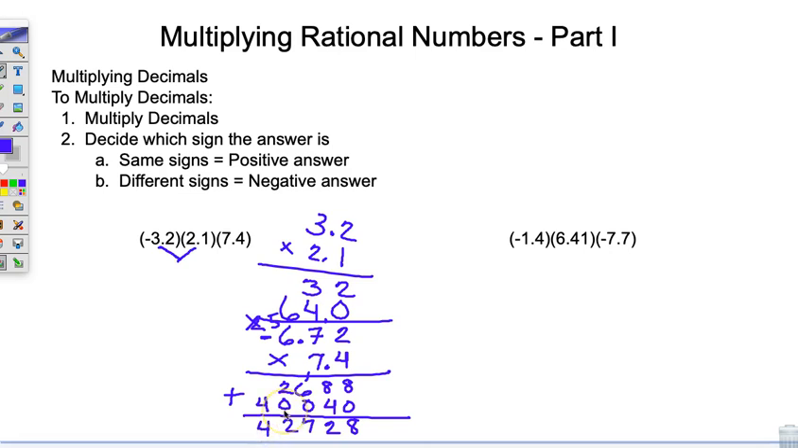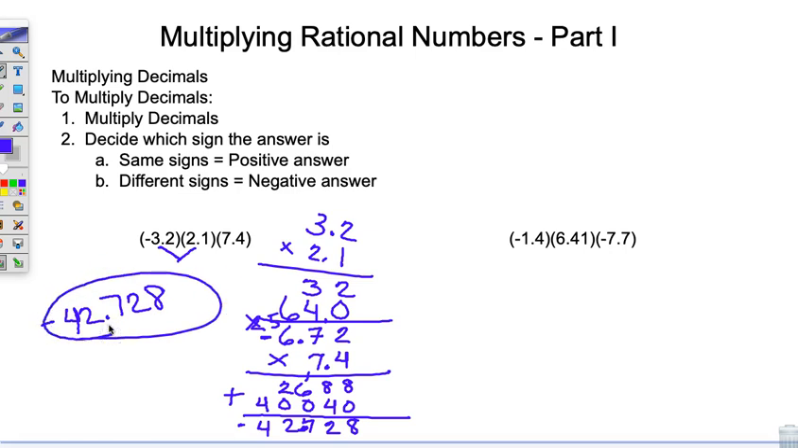Now for this decimal, I need to look back at this number right here and this number that I multiplied it by. It looks like I have 3 numbers behind a decimal, the 7, 2, and 4. So I'm going to move it over 1, 2, and 3. And since I multiplied a negative times a positive, it is a negative answer. So I'm going to bring it over here so you can see it better. It's negative 42.728.